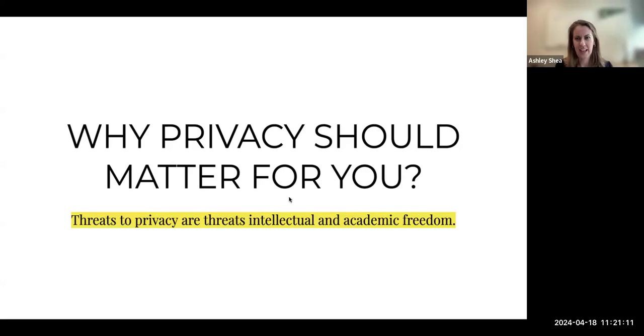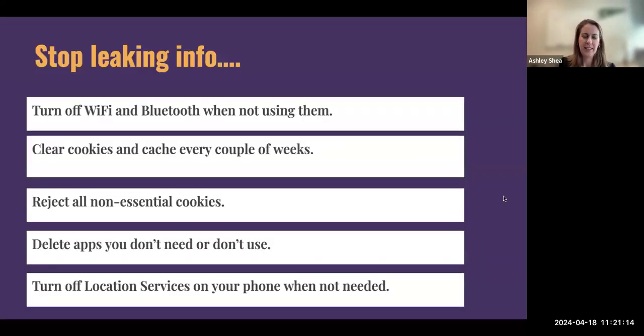And so on the next slide is when we talk about things that you can do practically. So one is you can turn off your Wi-Fi and Bluetooth when you're not using them, so that data is not being collected and used. One thing that's particularly annoying for students that like to have that default, but is actually a practical strategy, is to clear cookies and cache every couple of weeks, because in doing so, you're reducing and eliminating who is following and tracking you. Rejecting all non-essential cookies. There's no reason to take anything more beyond those that are essential. Deleting apps that you don't need or don't use, and turning off location services on your phone when not needed.